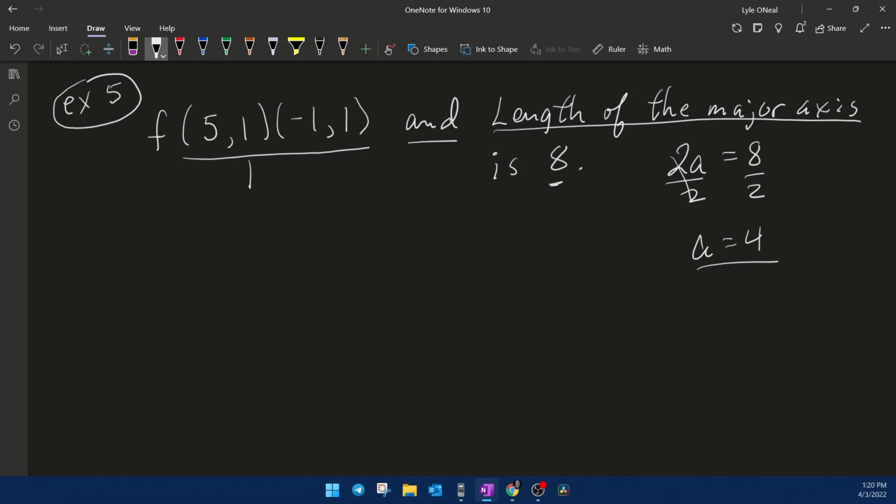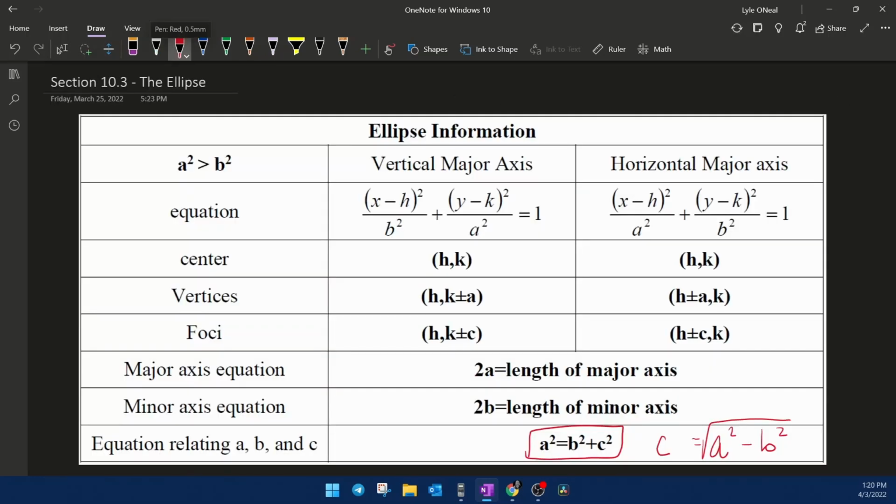Now, from the foci, I would like you to notice that the y coordinates are identical. So if we go back to the information chart, looking at the foci, where the y is unaffected. Do you see that here? Y is just k. So regardless of what the x coordinate is, the y coordinate has to be the same, which would indicate that we do have a horizontal major axis, and then that would indicate that all of these formulas, including our standard form equation, apply in this problem.